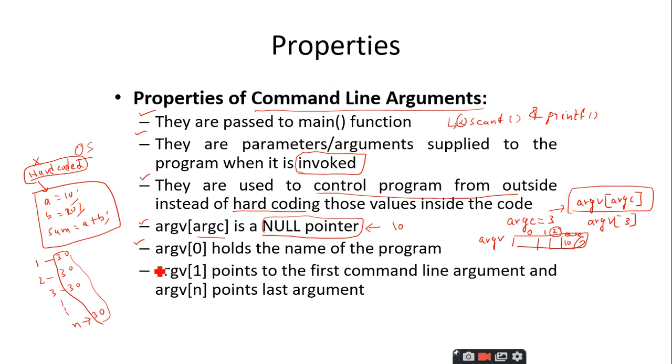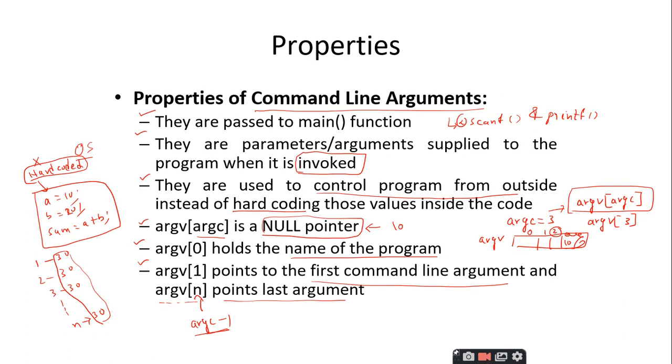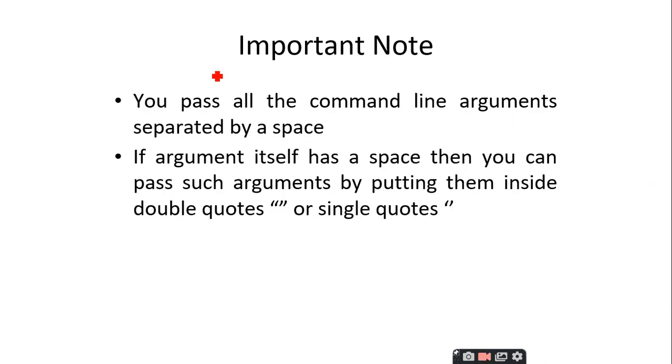And similarly, we have already discussed that argument vector of 0 holds the name of the program, argument vector of 1 points to the first command line argument, and so on, up to argument vector of n, which points to the last argument. This n is nothing but argc minus 1, that is it. And after these properties, how are we going to input the values using the command line arguments, right.